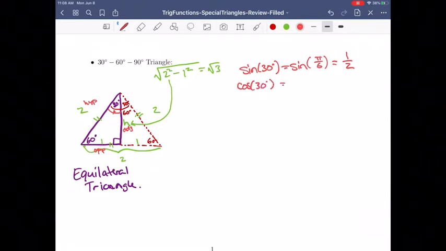Cosine of 30 degrees, or cosine of pi by 6, is going to be the adjacent over the hypotenuse. So that's going to be root 3 over 2. And tan of 30 degrees, or tan of pi by 6, is going to be the opposite over the adjacent. So it's 1 over root 3.